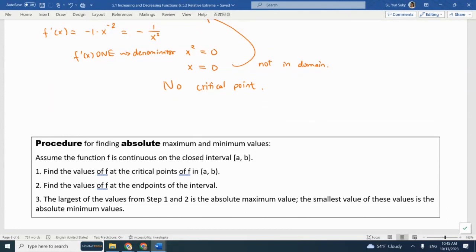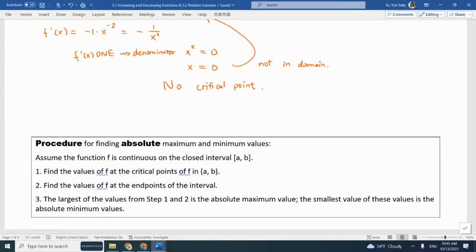So you might have a picture like this. You find the critical points, and then you find the f values at the critical points. That's step one. And step two, find the values of f at the endpoints. So you plug the endpoints into f and find the y values. Then the largest among those values is going to be the absolute maximum, right? The smallest among those values is going to be the absolute minimum.